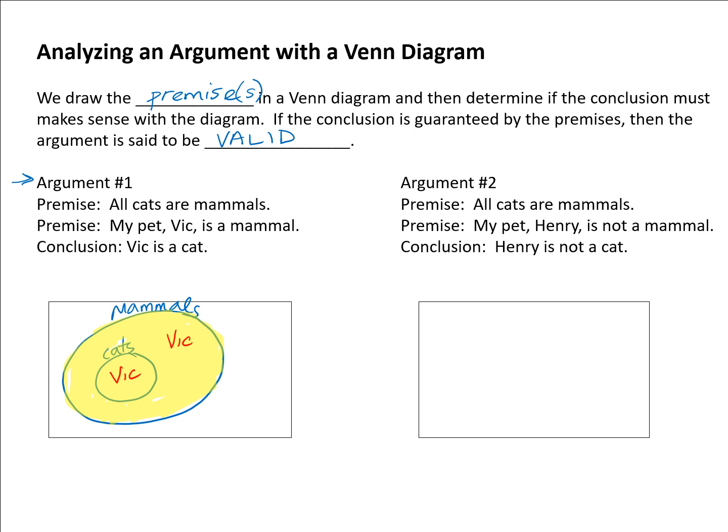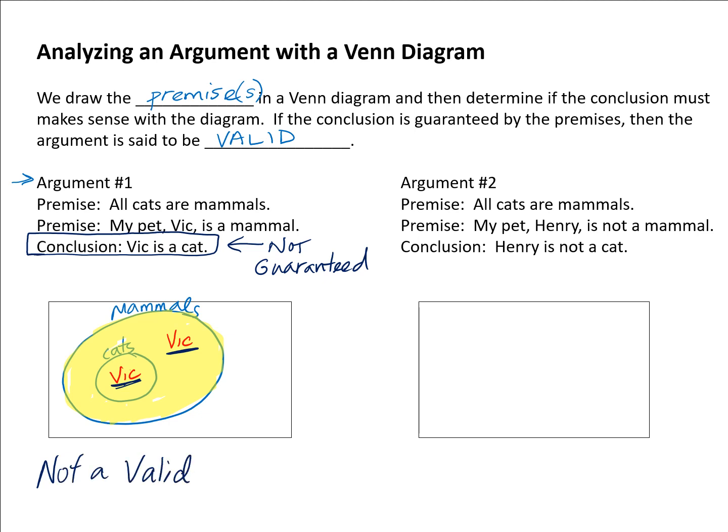Now what I'm going to do is look at the conclusion and see if it follows. So the conclusion says that Vic is a cat. Well, does that have to follow from the picture? Well, Vic could be a cat, but Vic may also not be a cat. Vic could be in either of those two places based on the picture I have of the premises. Because Vic could or might not be a cat, we can't draw this conclusion for sure. It is not guaranteed by the picture. So therefore, this is not a valid argument.